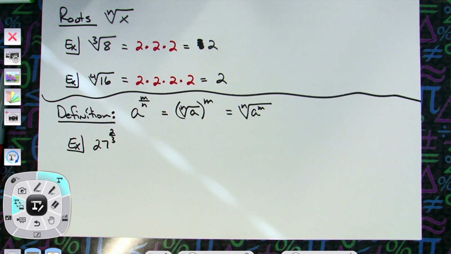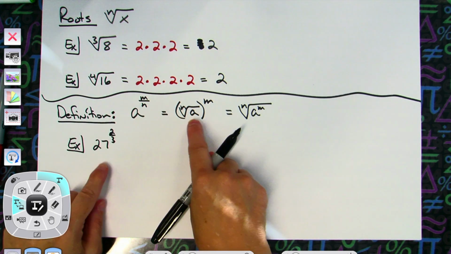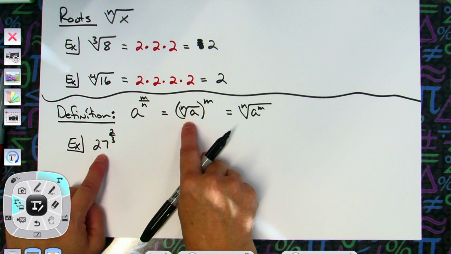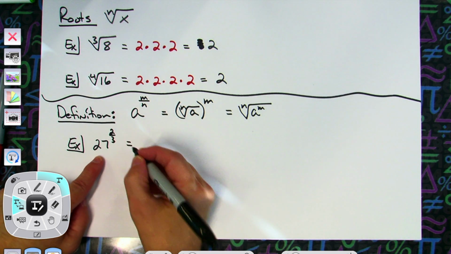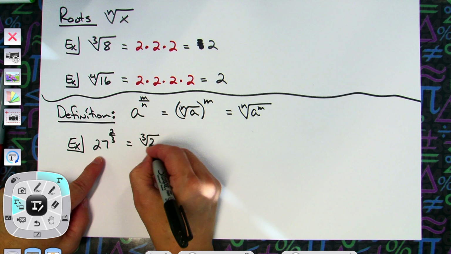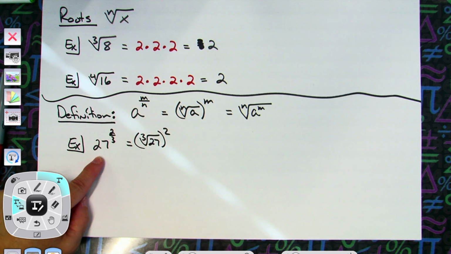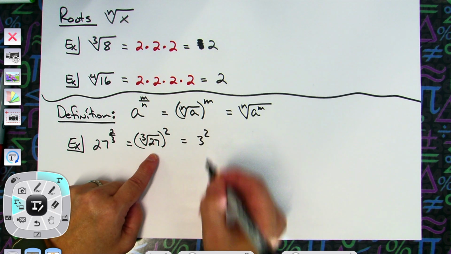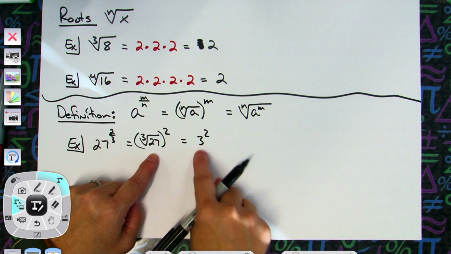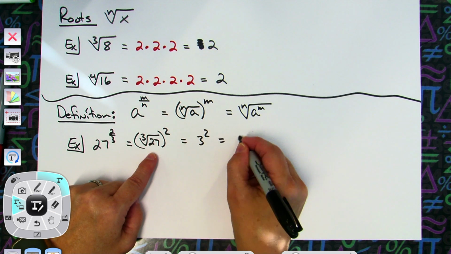On this one, I've got 27 raised to the 2/3 power. Like I said, you could set it up either way, but I want to do the third root of 27 first to get a relatively small number. So I'm going to write it as the third root of 27, and then square it. The third root of 27 is 3, because 3 times 3 is 9, times 3 is 27. Then I square it, and I get 9.